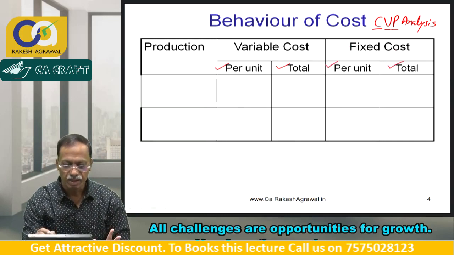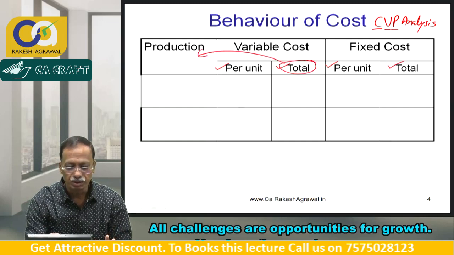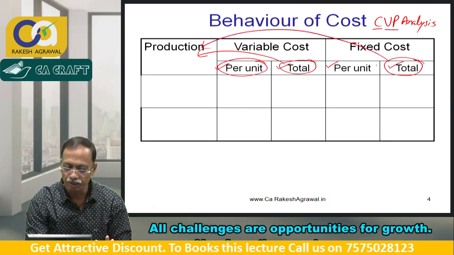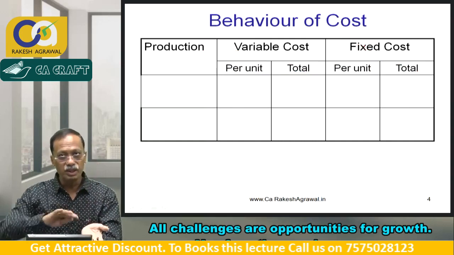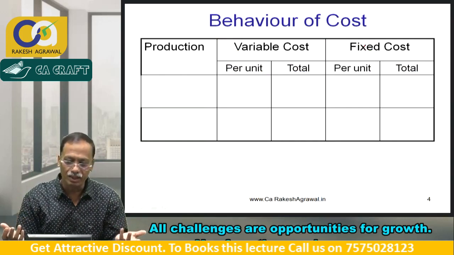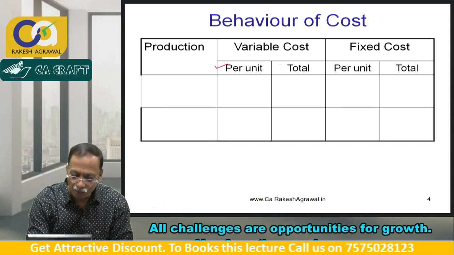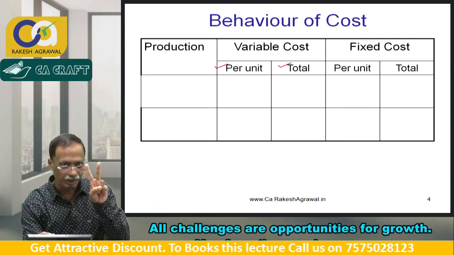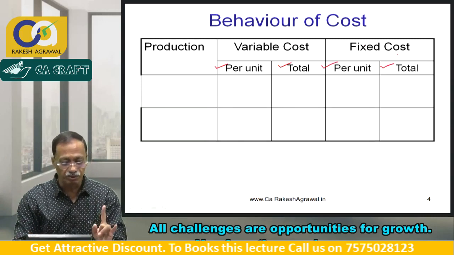Is that clear? The total variable cost divided by number of units produced, you will get per unit variable cost. Similarly, total fixed cost divided by number of units produced, you will get per unit fixed cost, or cost per unit multiplied by number of units, you will get total cost. It's one and the same. It's nothing great which I am telling or narrating to you. Now let us see carefully the behavior of these four types of cost. Variable cost I am taking two types, per unit and total. Fixed cost I am taking two types, per unit fixed cost and total fixed cost.